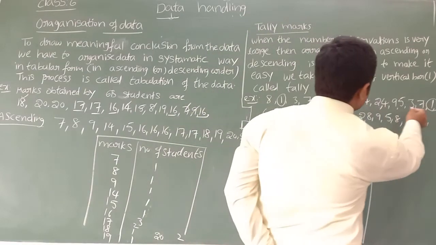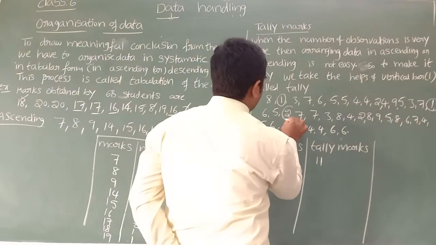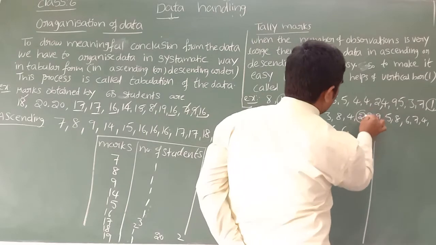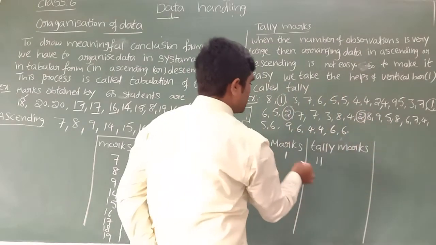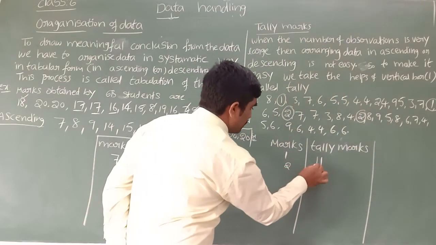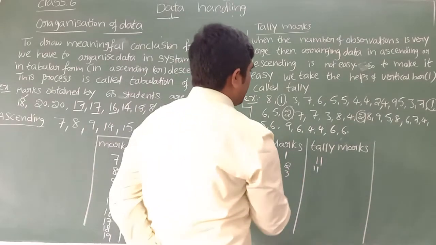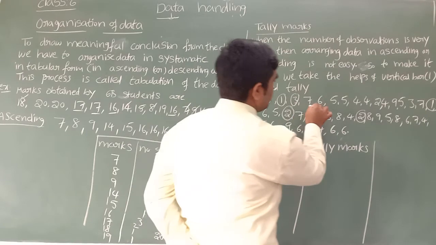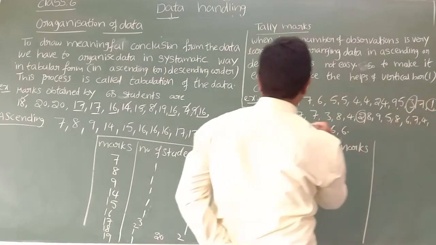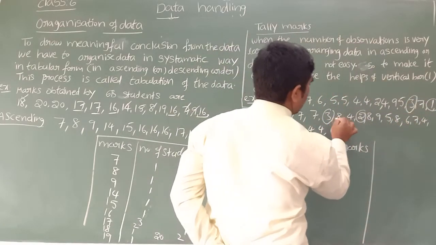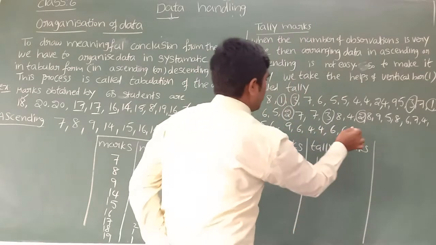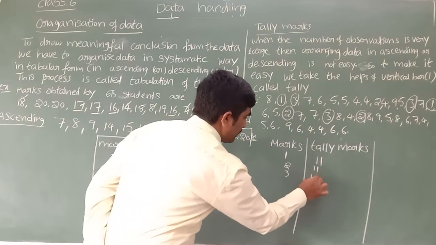How many are there with 2 marks? 1, 2. That's all. Sir, 2 marks, 2 students. Next 3. How many are there with 3 marks? You can see right here, 1, 2, 3. Yes, sir, 3 marks, 1, 2, 3.